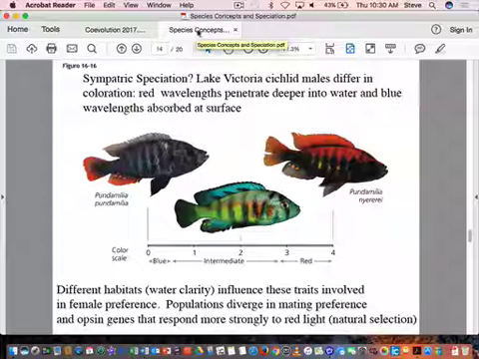So the idea here is these different habitats influence these traits involved in, we're going to talk a little bit about how female preference and sexual selection actually drove this, that these populations diverge in mating preference, and these opsin genes, I'm going to show you the results. So there are particular kinds of genes, these are photopigments, these are in the vertebrate retina, right? You have these opsin genes that get activated or excited or turned on by different wavelengths of light that we use for color perception, right? And there are 4 major opsin genes, and they differ in terms of which wavelengths of light they respond to.